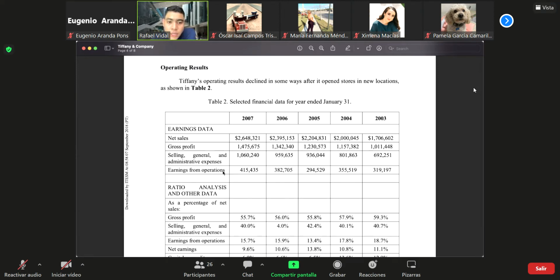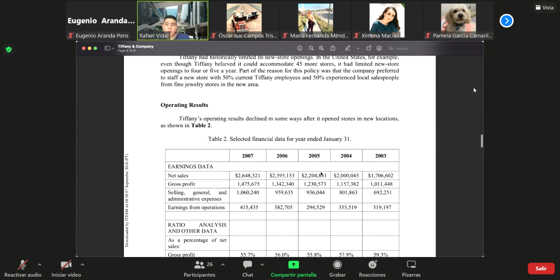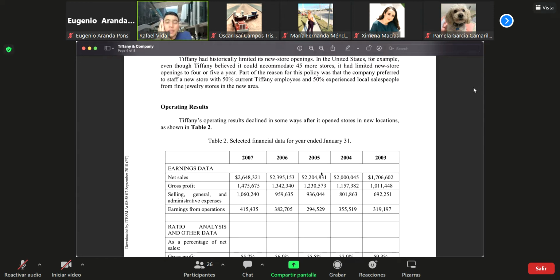Earnings from operations, so that's basically your profit before the taxes, before the EBITDA, basically. It is increasing, then it decreased, and then it started to increase as well. So overall, it's increasing, so I'm increasing my profits. So I ask you guys, by looking just at the income statement, is Tiffany & Company performing well in their expansion?